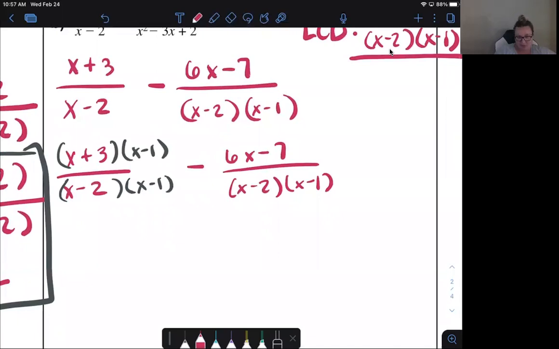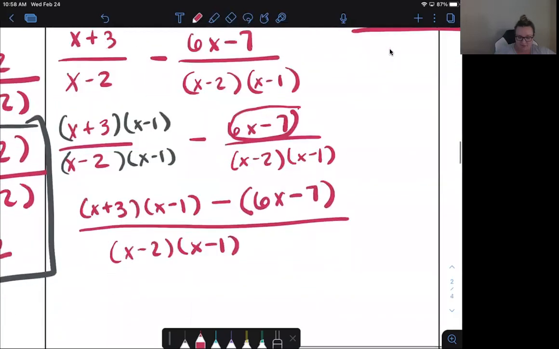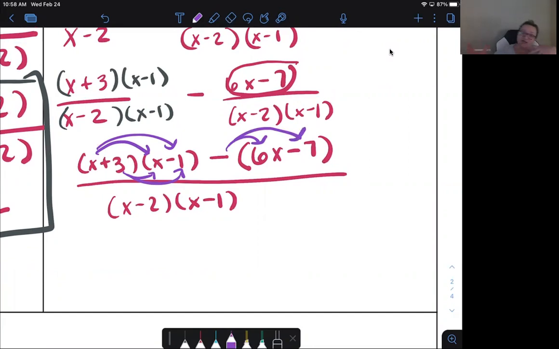Now in the next step, we're going to take x plus 3 times x minus 1, and we're going to subtract. Now you have to put parentheses because you're subtracting this whole numerator. So subtract parentheses 6x minus 7 all over x minus 2 times x minus 1. Now this problem takes a little extra effort, but it's not too bad. We're going to have to distribute this x and this 3, and then simplify that numerator, and then factor as much as we can. You're going to have to distribute that negative, factor if you can, simplify what you can, state your restrictions. Go ahead and finish this without me. See how far you can get on your own.